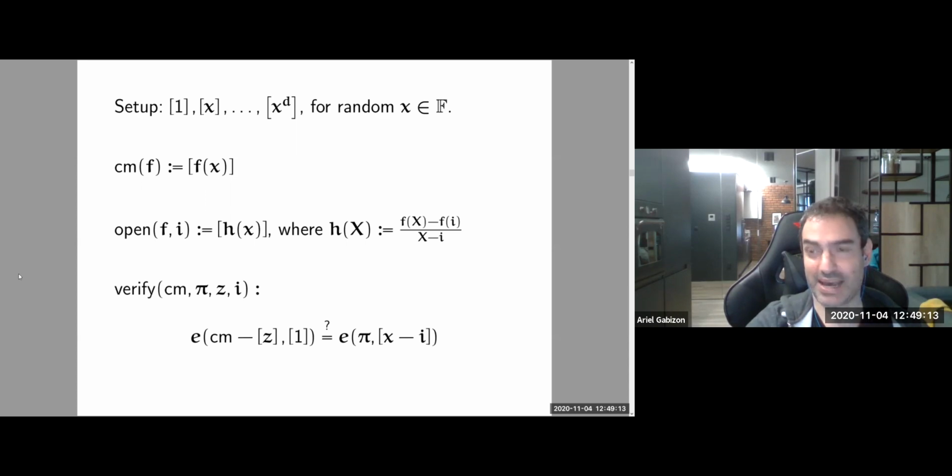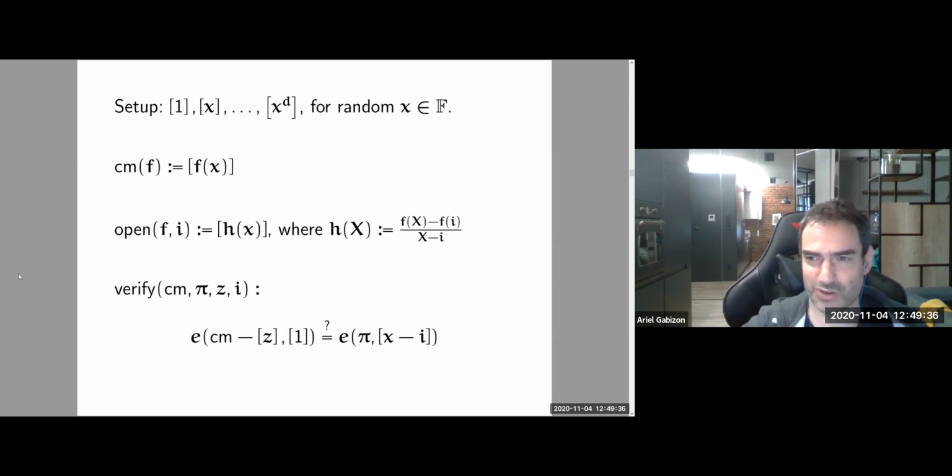And now how does verification work? The verifier has the commitment to f, he has the opening proof, he has the alleged value of f of I, which is z, and he has I.